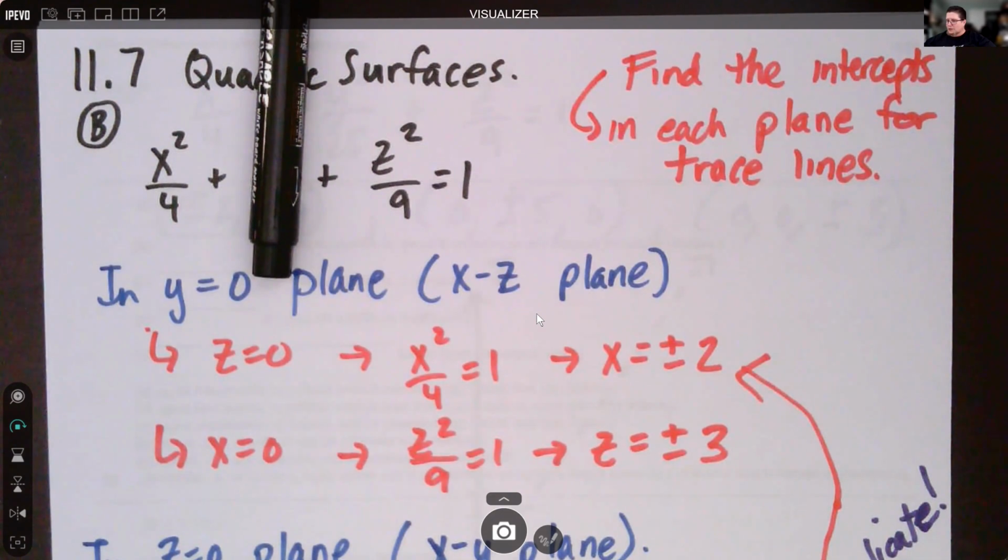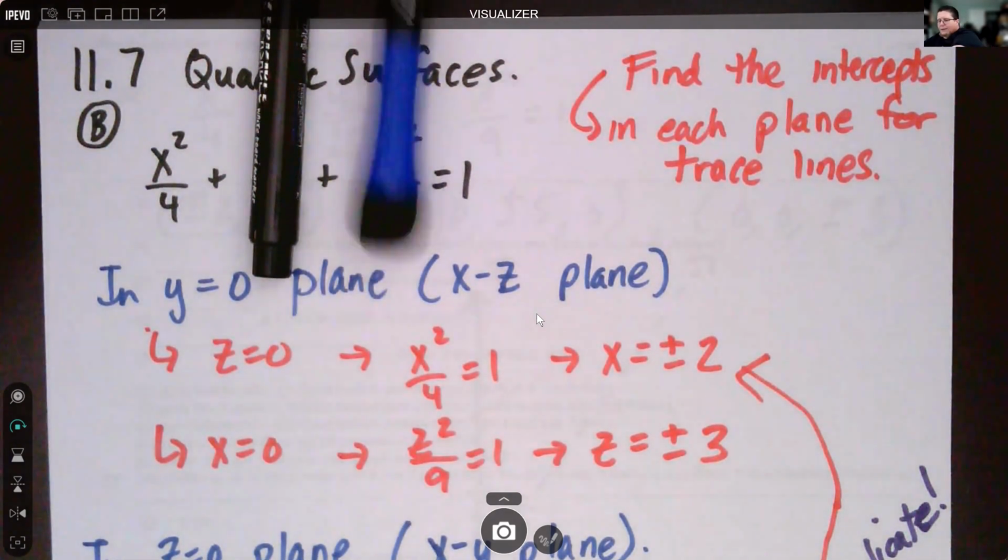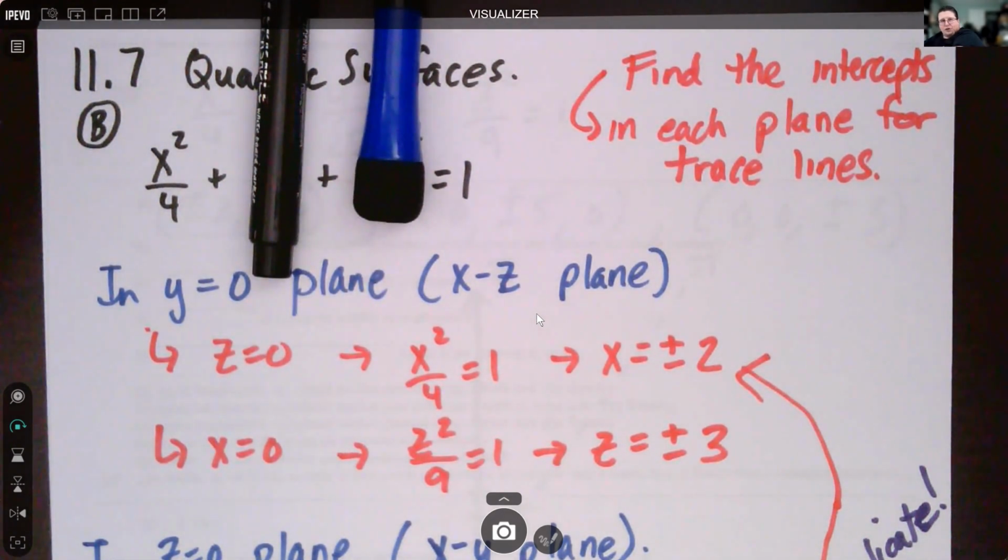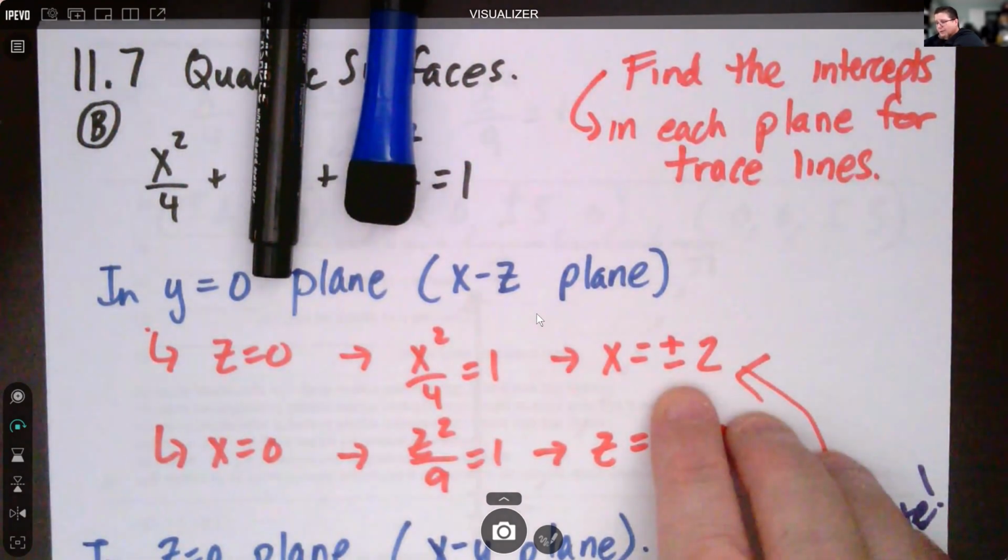And if I do z equals 0, I'm out of that one. And I've got x squared over 4 equals 1. So x squared equals 4. Take the square root of both sides and I get x equals plus or minus 2.